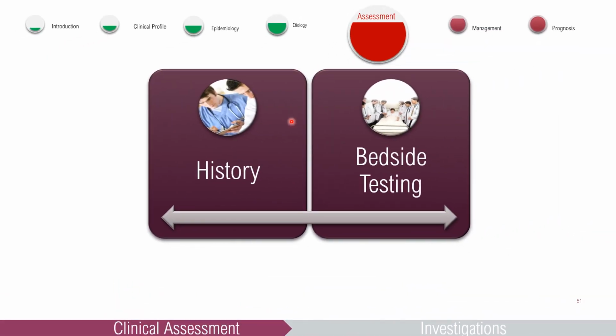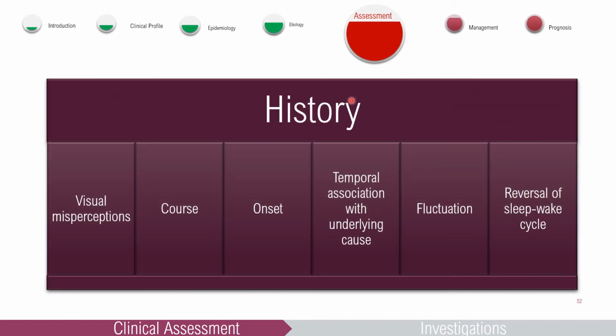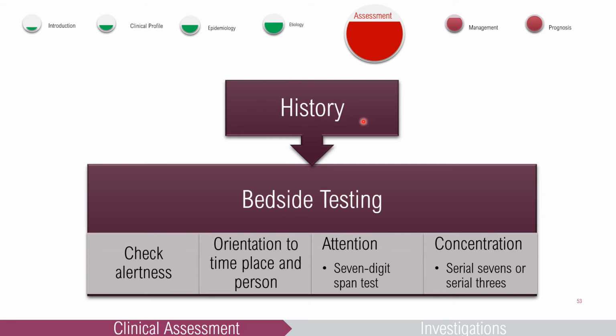The clinical assessment includes general history and bedside testing, including, in this case, particularly the mental state or the cognitive examination. On history, we inquire about the major symptoms of delirium that we just discussed. For example, whether they experience visual hallucinations, and we also elicit the course to confirm its rapid onset and its temporal association with its cause, identify the fluctuation in symptoms and whether the symptoms worsen at night. Reversal of the sleep-wake cycle is also relevant here. During history, we already develop an impression of whether the patient appears drowsy.